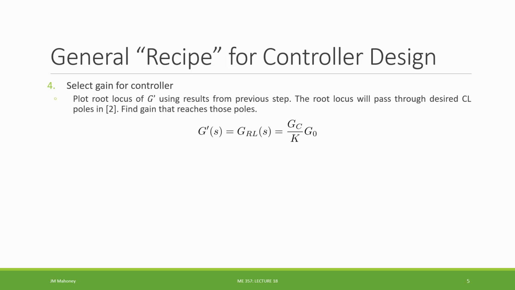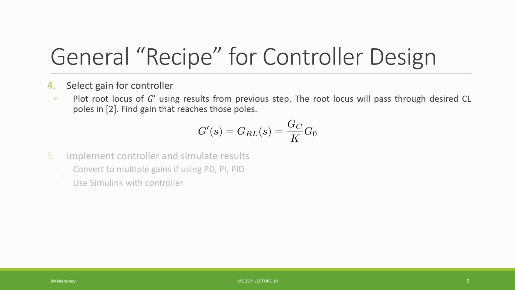This will tell us the k we want to use, so that the dominant poles we selected in previous steps are going to appear on that root locus. If we did everything right in the previous step, the desired pole will appear on the root locus. We just have to find the gain that's going to get us there.